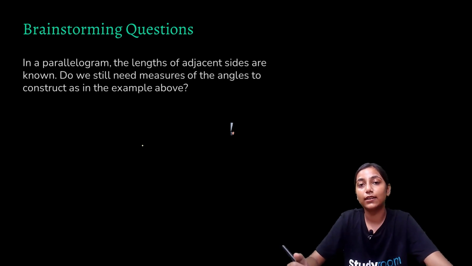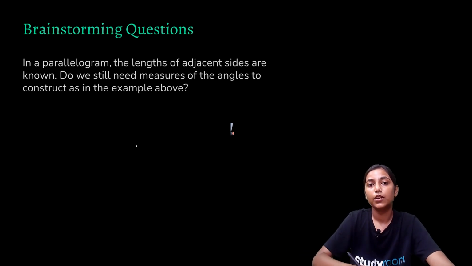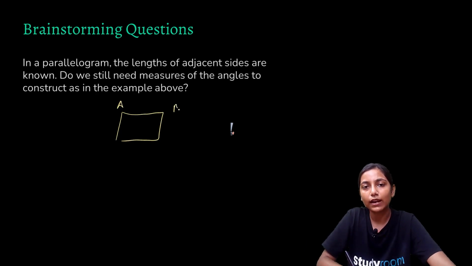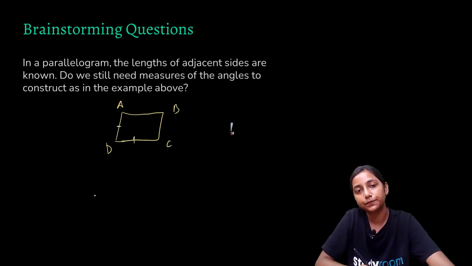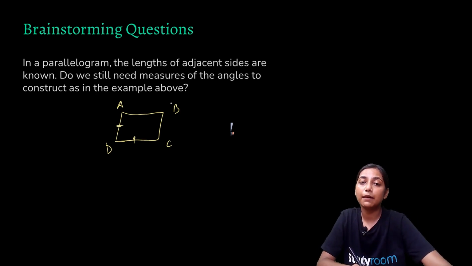Next one is, in a parallelogram, the lengths of adjacent sides are known. Do we still need the measure of the angles to construct as in the example above? So what are we given? We have been provided with the lengths of the adjacent sides. We have a parallelogram, say ABCD. What are we provided? We are provided with the length of the adjacent sides. So say we have AD and we also have DC. We have these two sides. Do we still need the measure of the angles to construct as in the above example?